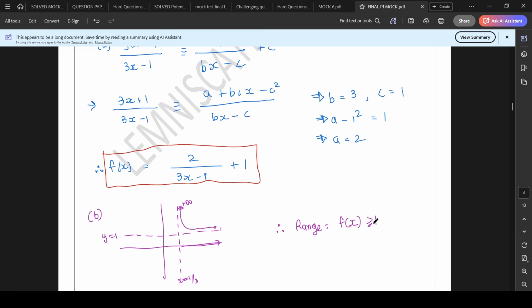Why can't I say that it is equal to 1? Because if I say it's equal to 1, I am saying that my graph is going to touch the asymptote. But yeah, my graph will approach the asymptote, but it will never touch. That is why this becomes your final answer for the second part of this question.